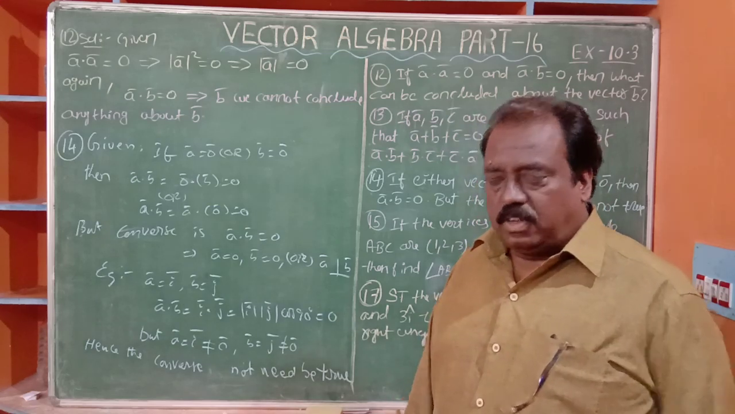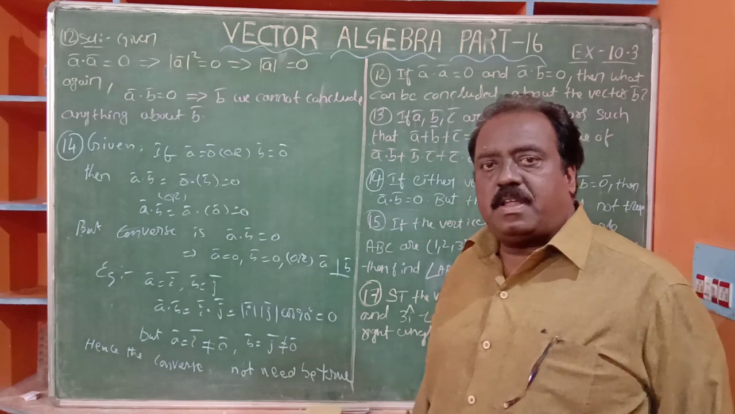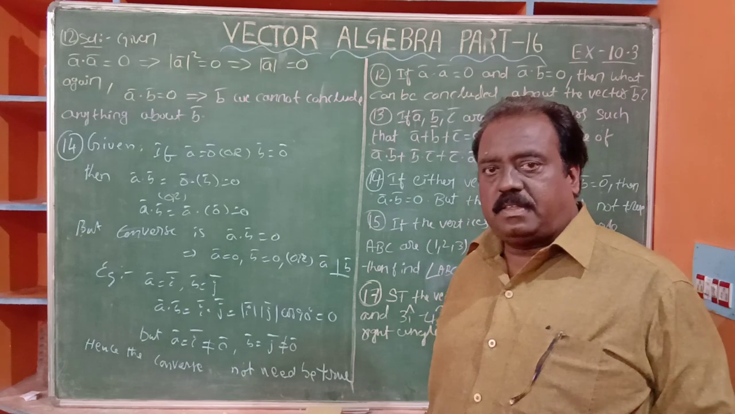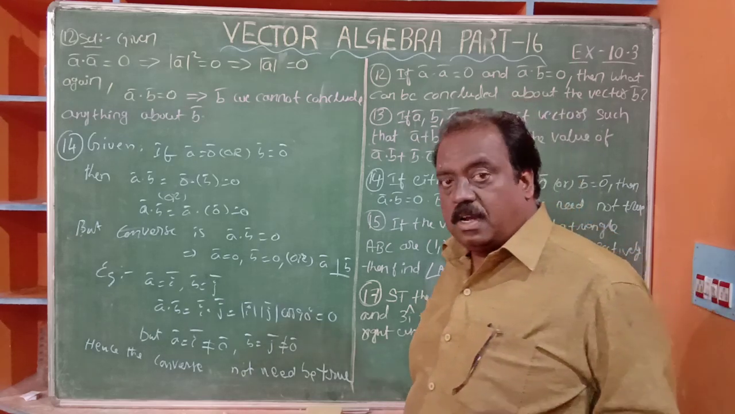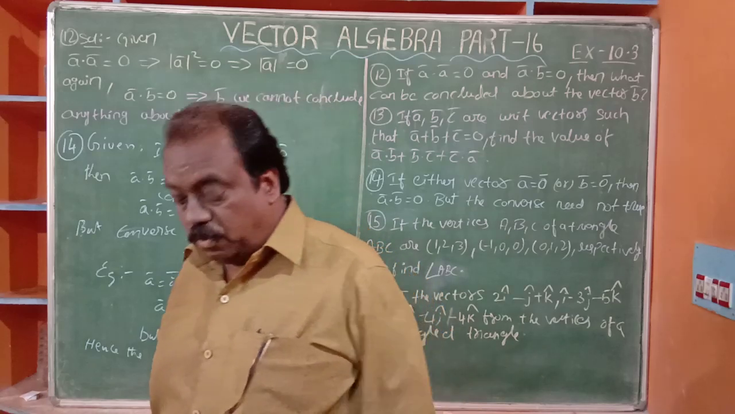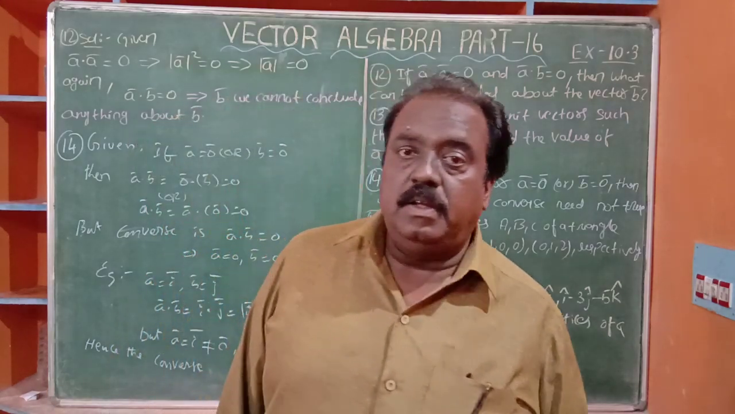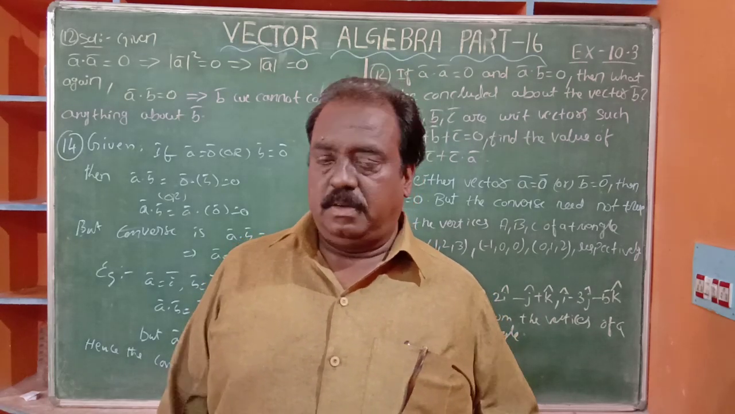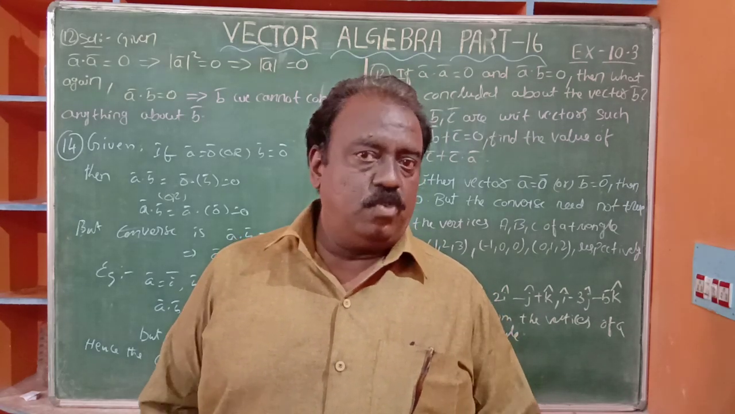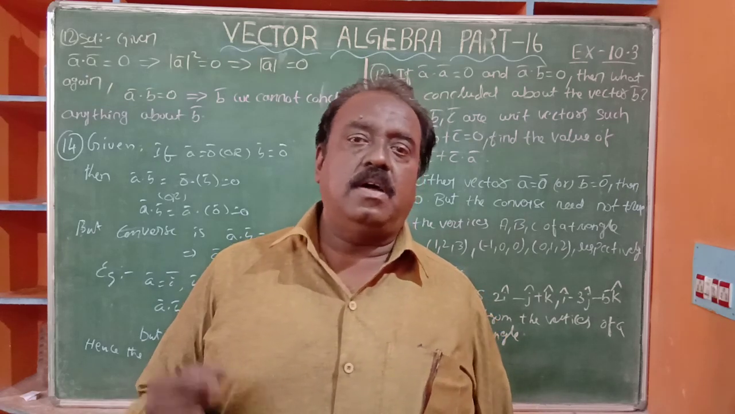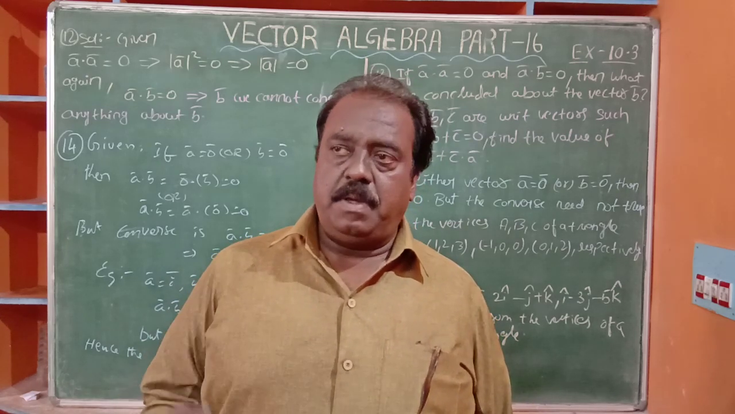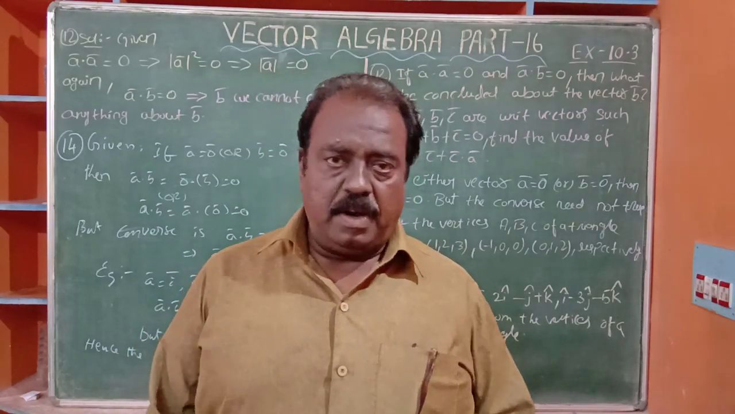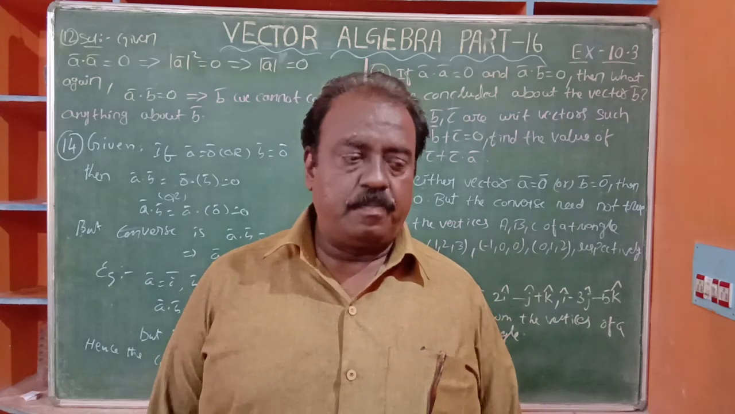What is dot product? You know it. A bar dot b bar is mod a bar mod b bar cos theta. The dot product is commutative. That is a bar dot b bar is equal to b bar dot a bar. If two vectors are perpendicular, then the dot product is 0. Why? Because a bar dot b bar means mod a bar mod b bar cos 90 is equal to 0. And the dot product is simply the scalar product also.